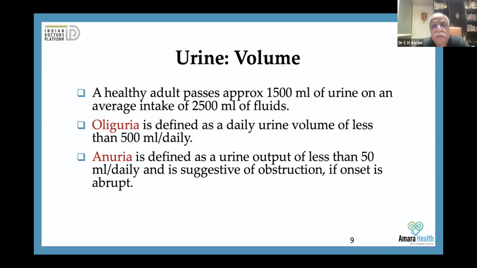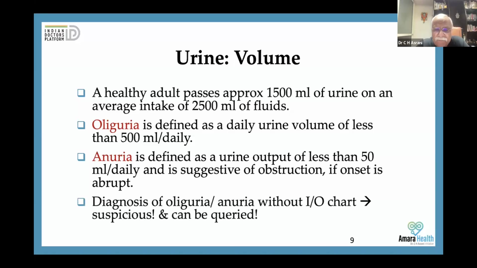Doctor, I was passing normally till 4 p.m. After 6 p.m., I just can't. And if the patient is elderly, prostate related, or some other obstruction. Otherwise, anuria is acute kidney failure. Diagnosis of oliguria, anuria without intake output chart or without measurement is suspicious.